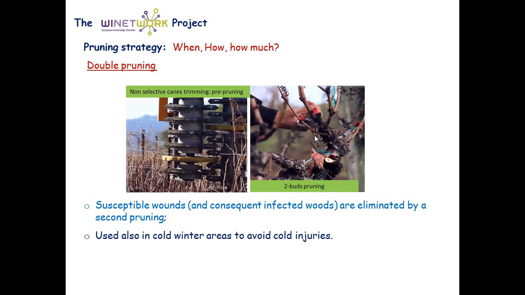In the classical way of the two-bud pruning, the idea is that with the first pruning we create susceptible wounds in the vineyard that could be infected by GTD pathogens, but with the second pruning we can eliminate all the infected wood and produce new wounds that are less susceptible to the pathogens in the field. The only problem could be the cost of these two operations in the field.